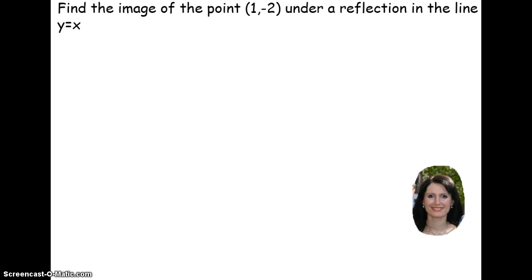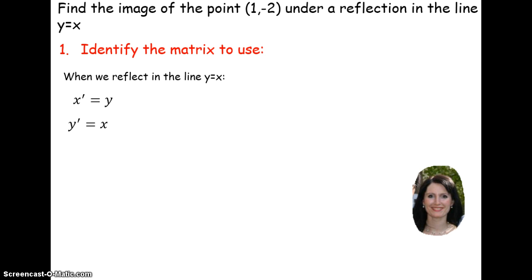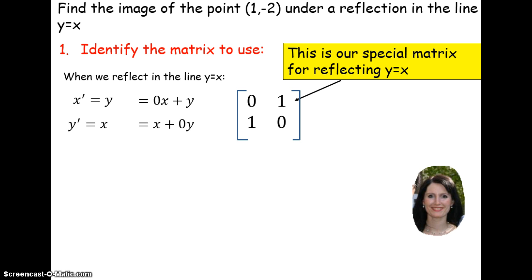Let's do an example where we reflect in the line y equals x. This is example 1e from page 109 of your essential text. It says find the image of the point 1, negative 2 under a reflection in the line y equals x. So we identify the matrix to use. Our x image becomes our y value, our y image becomes our x value. 0x plus y and x plus 0y are our equations. There's our special matrix to use.